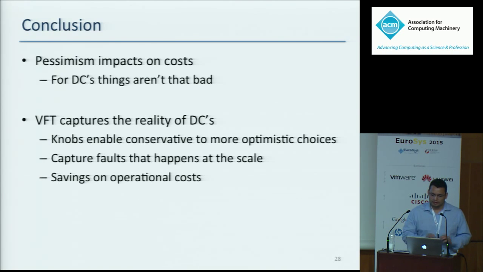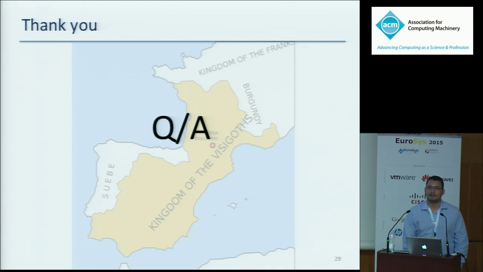So, in a nutshell, the pessimism impacts cost, but data centers are not that bad. What VFT captures is that it enables you to choose between a more conservative approach or a more optimistic one, according to your environment's characteristics, and also to capture faults that happen at scale, which results in savings in operational costs. So with that, I conclude my talk, and I'll be happy to take questions.